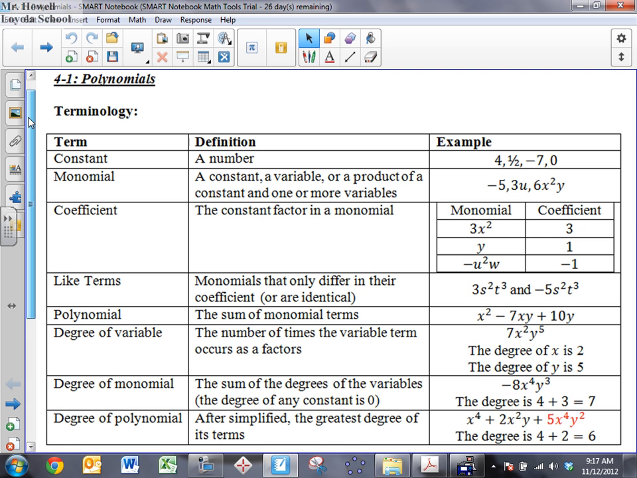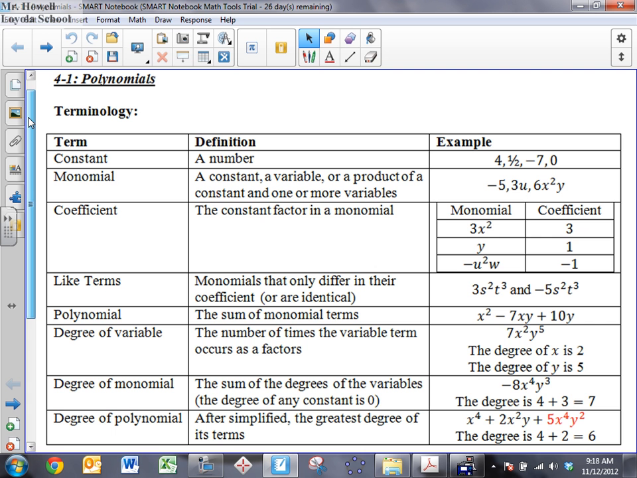Now, terms you're going to hear are used over and over again. You have to have these down pat. Okay? So first of all, poly means, everybody? Many. Mono means one. Monomial, one term. So a constant, a variable, or a product of a constant and variable. This is a single term.